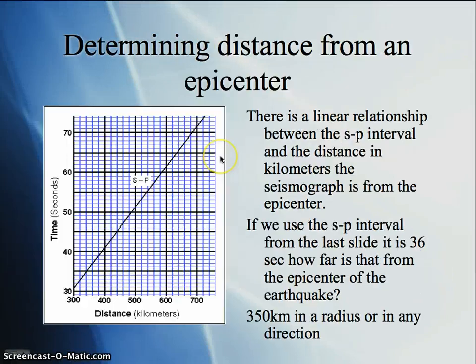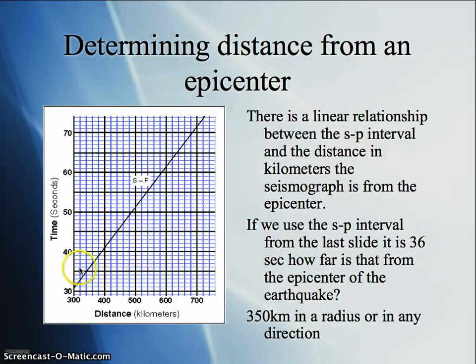Okay? So now you look at the epicenter graph, the distance graph, and you go up to 36 seconds. Each of these is worth 1, so the black line is worth 35. So you go up 1 more to 36.